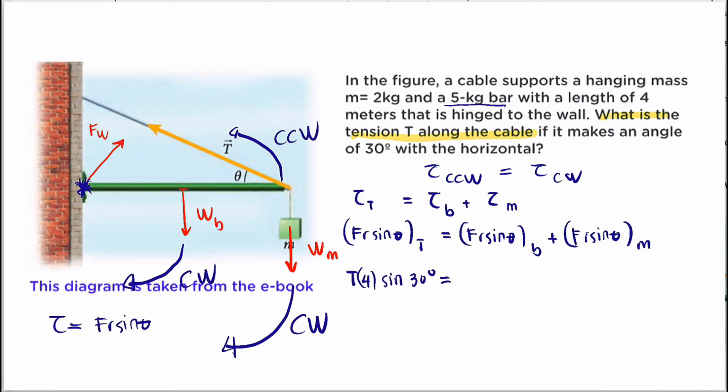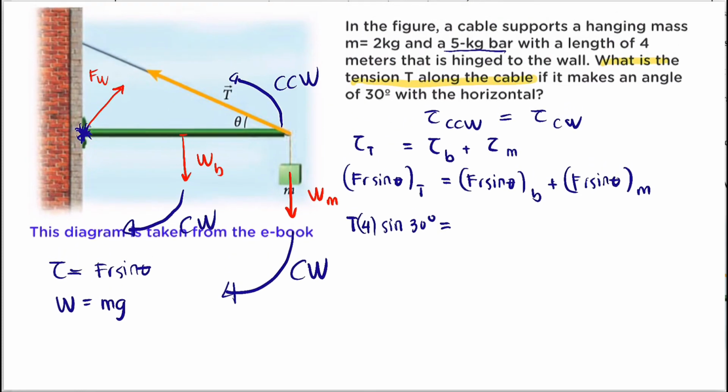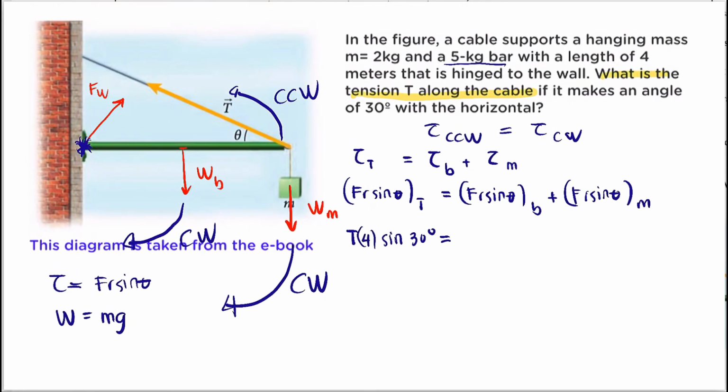Now let's expand the Fr sine theta of the bar. So the force of the bar is just equal to the weight of the bar, and remember that the weight of the object is just equal to the mass of the object multiplied by acceleration due to gravity. Let me move that here. Alright. Therefore, the force of the bar is just equal to the mass of the bar, and that is 5 kilograms multiplied by acceleration due to gravity, 9.8.